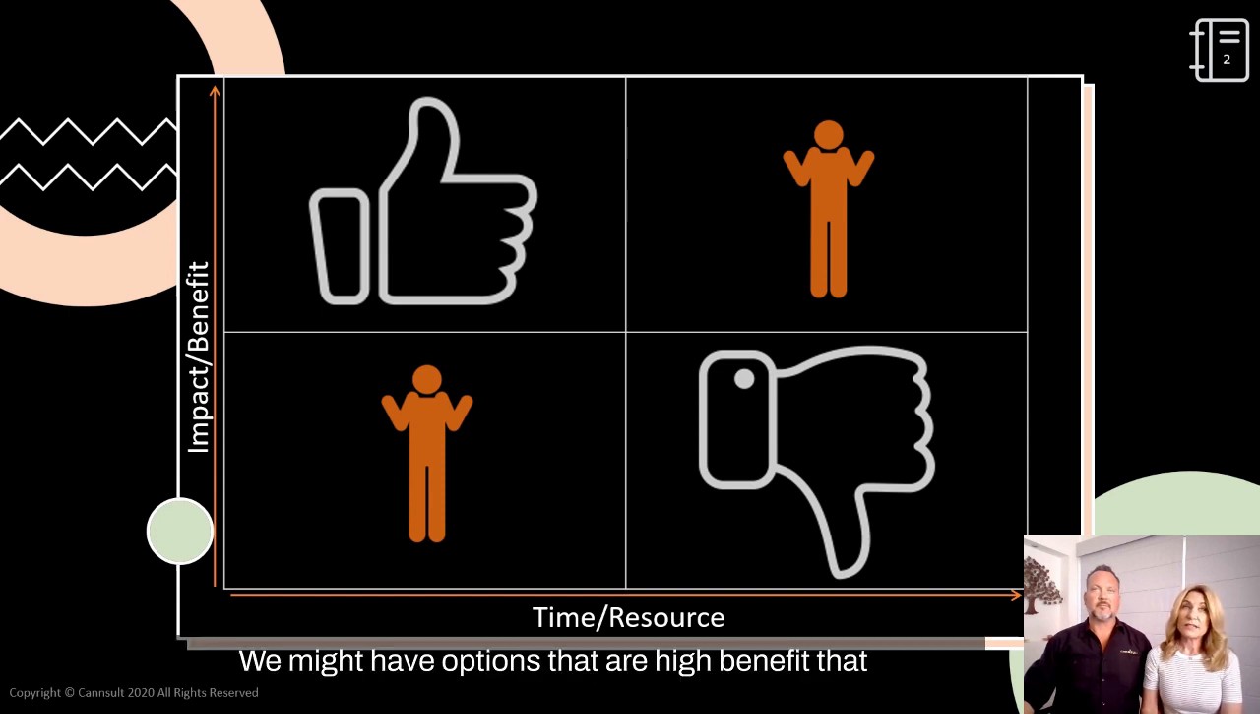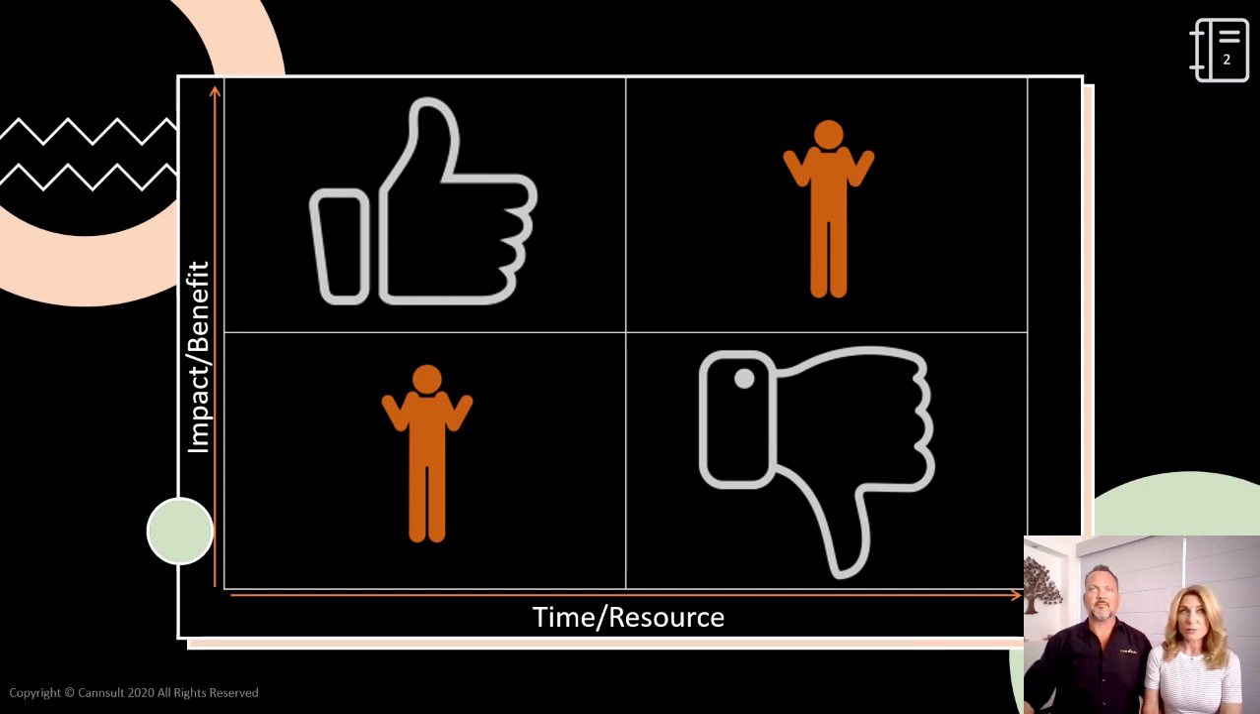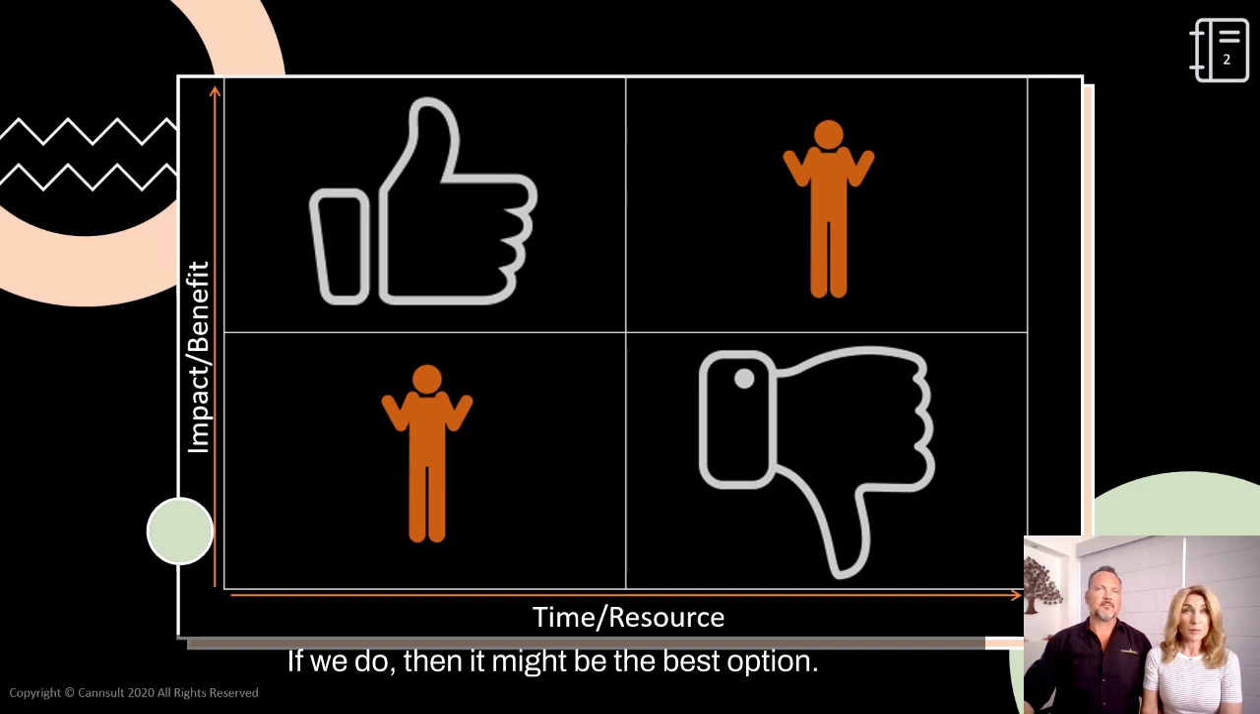We might have options that are high benefit that come at a high cost, and we'd have to determine whether we have the time and resources available. If we do, then it might be the best option. Otherwise, we may end up selecting a smaller benefit that can be done quickly or with little resources required. This simple tool can be used if there are not too many options or if the criteria is relatively straightforward.